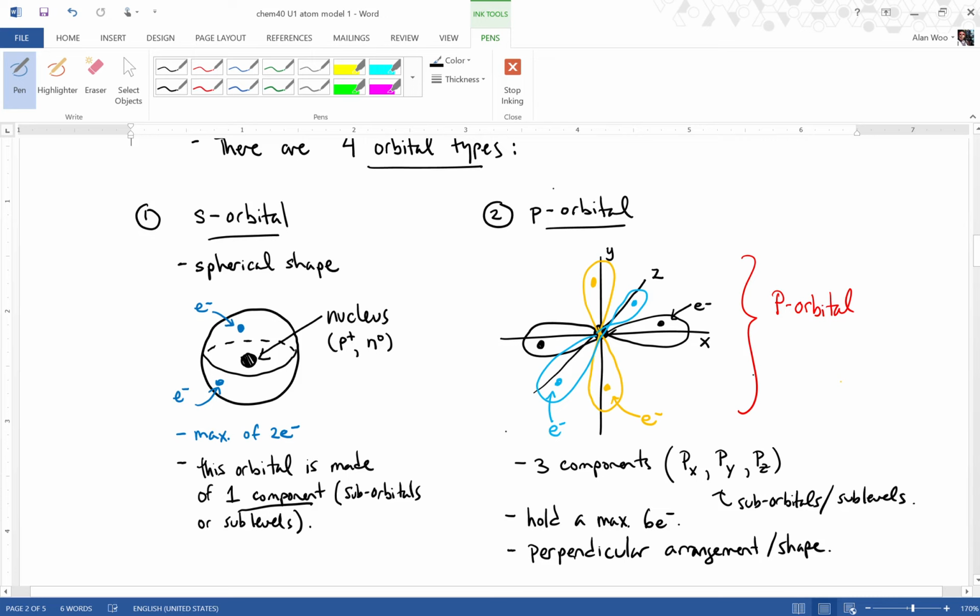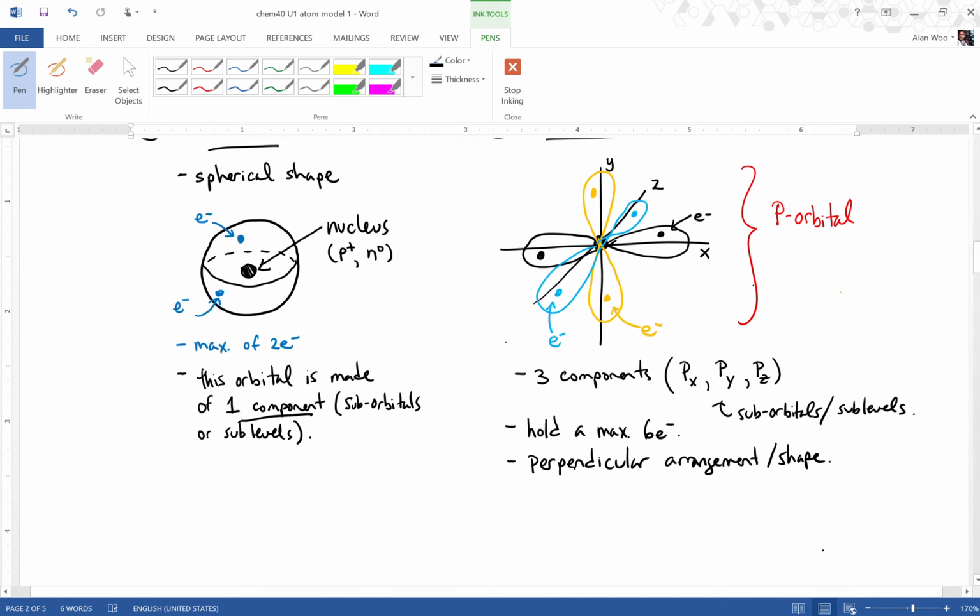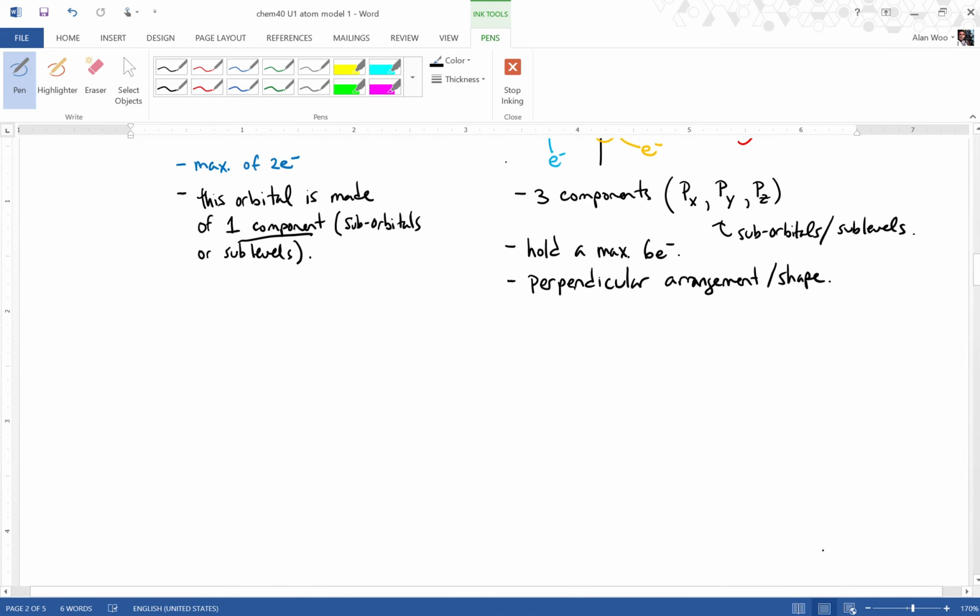So S was for spherical, P is for perpendicular. The s orbital only has 1 component, while the p orbital has 3. These are the only 2 orbitals that you guys can draw out on your own. The next 2 orbitals are a bit more complicated. So if we move down here to the third and the fourth, and we look at the d orbitals and the f orbitals.